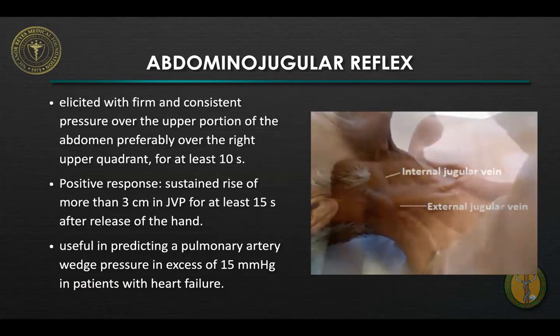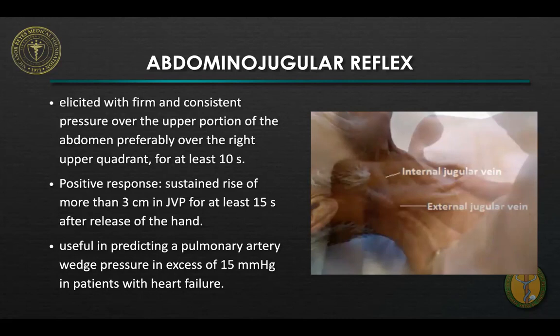If you want to accentuate the JVP, you can apply a technique called the abdominojugular reflex. This is elicited with firm and consistent pressure over the upper portion of the abdomen, preferably over the right upper quadrant for at least 10 seconds. That's why it is also called the hepatojugular reflex.